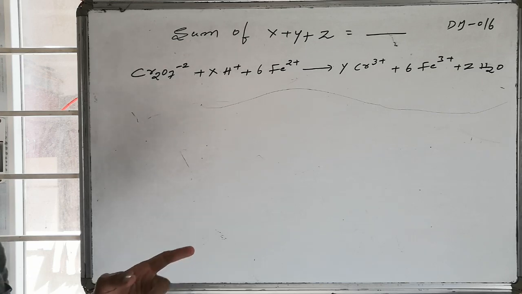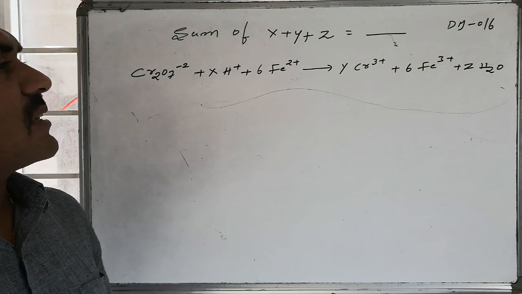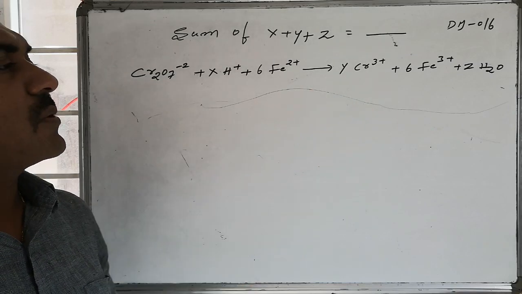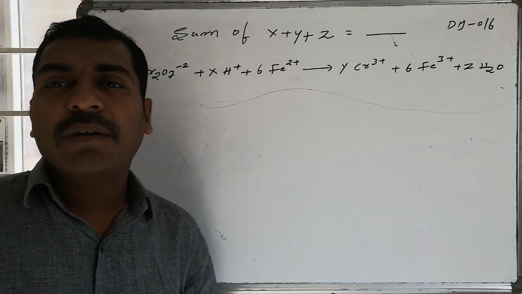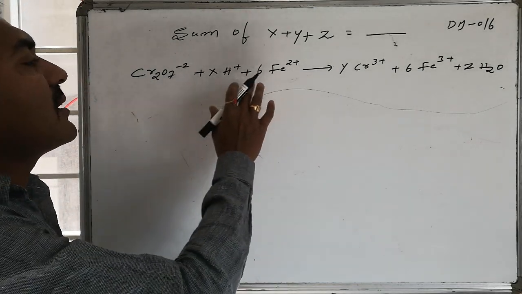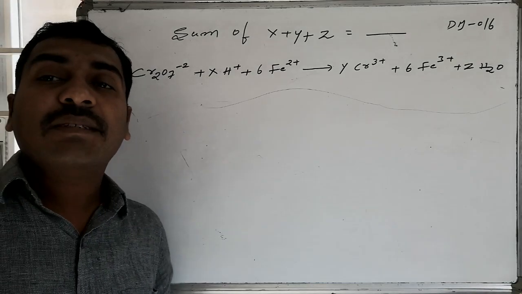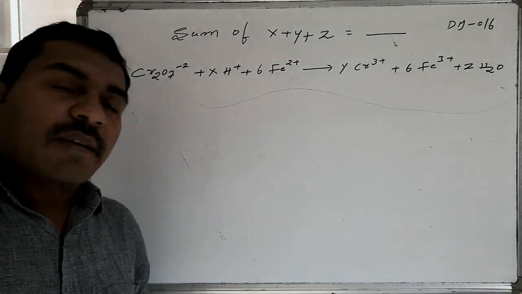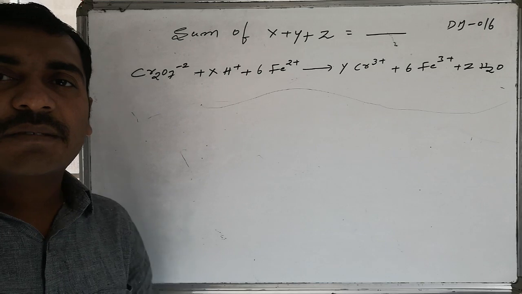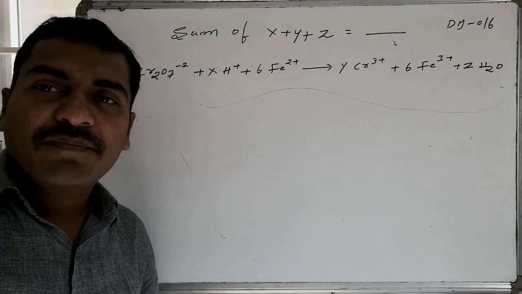to calculate the sum of coefficients present as x, that is the H+ coefficient, and y, that is the chromium 3+ coefficient, followed by z, the number of water molecules formed in this stoichiometric equation. One particular thing is taken as reference: if the coefficient of Fe2+ is 6, under those conditions, what is the sum of x plus y plus z? That is the question.